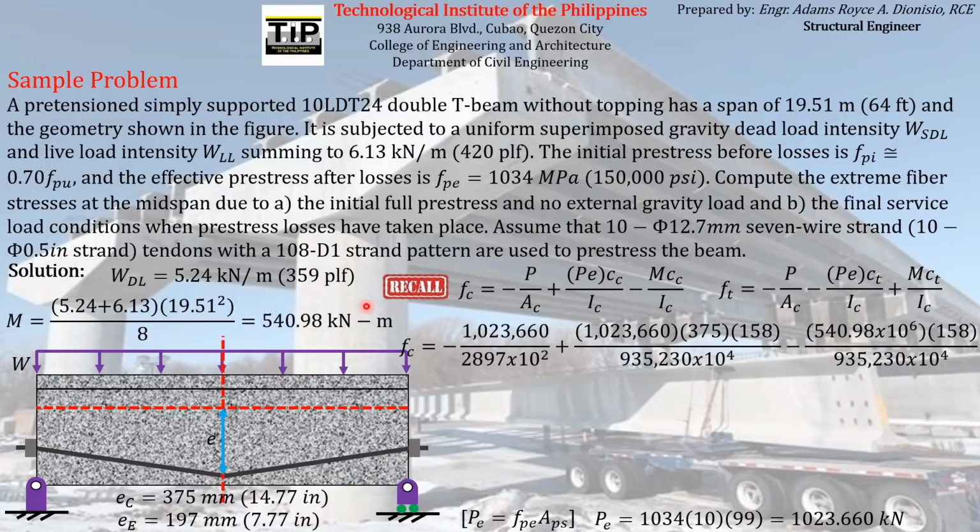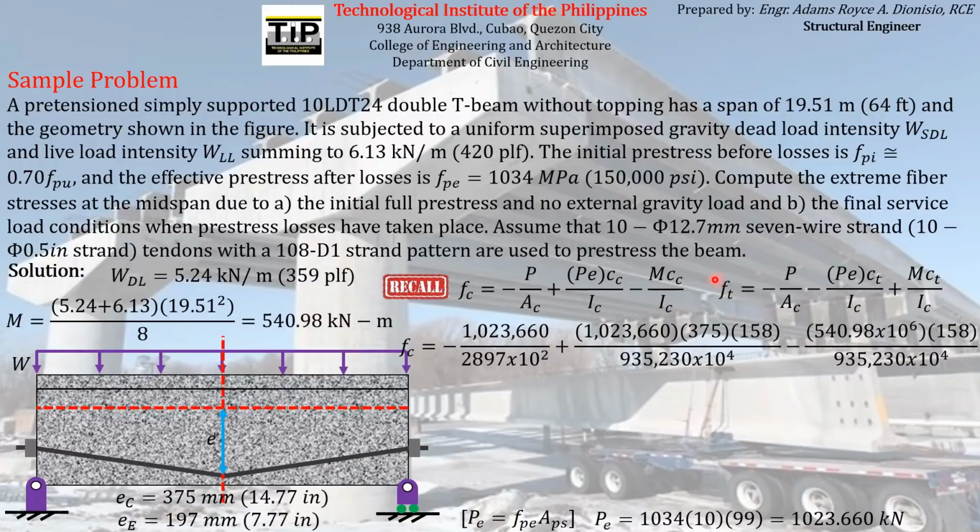Moment due to the total load. You can use this, but you just have to express it in terms of Newton mm. So you just have to multiply the magnitude of 540.98 by 10 to the 6, because for the conversion from kilonewton meter to Newton mm, you have to convert kilonewton to Newton, so you multiply by 1000, as well as meter to mm, you multiply by 1000 as well.